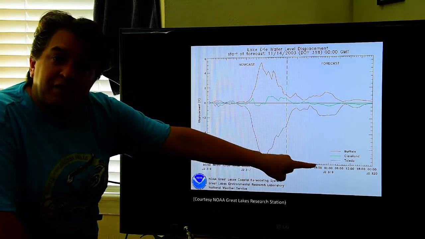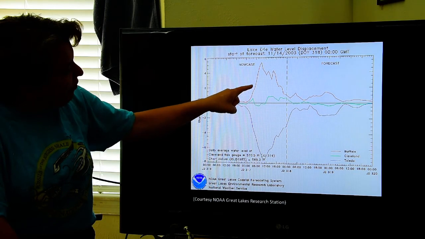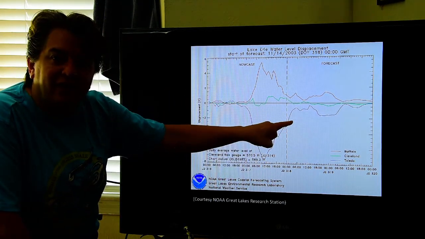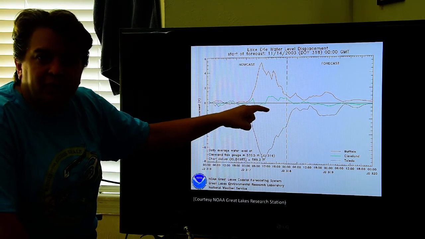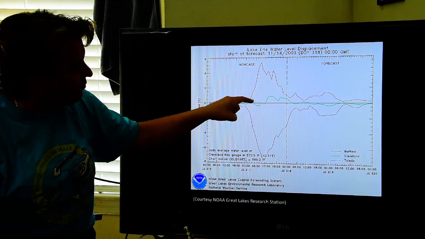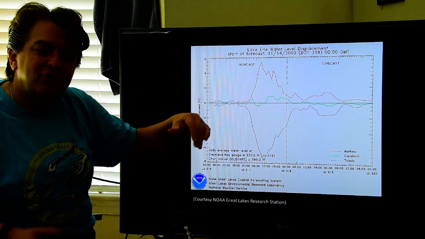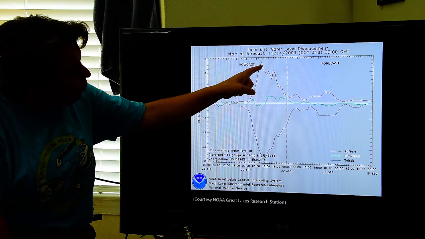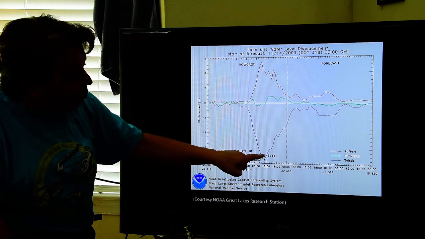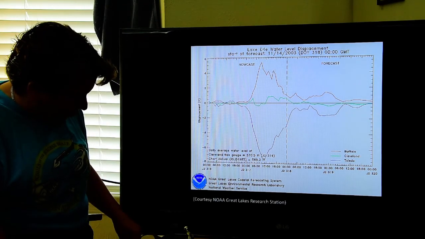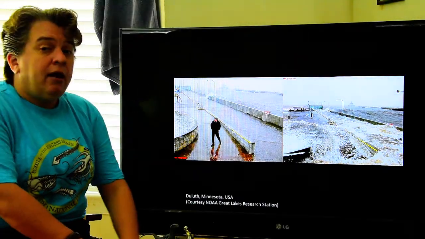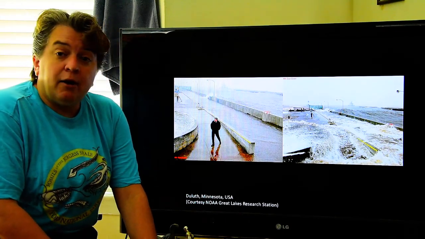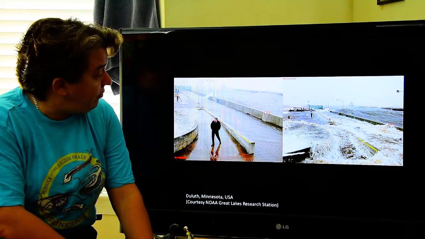Toledo is on the west side of the lake. While all that water was going to Buffalo, it was leaving Toledo. And Cleveland's in the middle part. It's kind of like halfway between those two, so it stayed kind of the same. So this is showing you that there is this storm that pushed all the water towards Buffalo and away from Toledo during that storm.